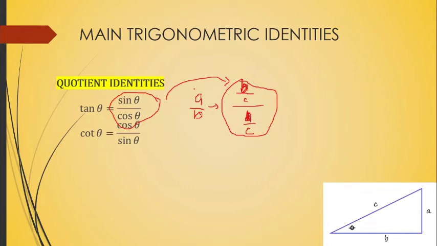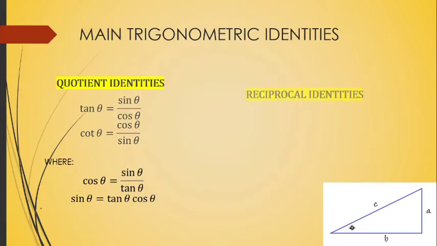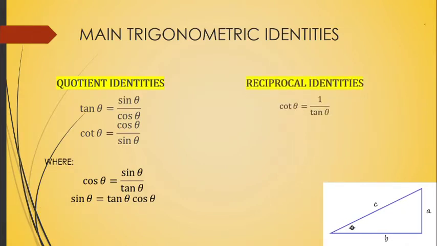This will be useful when you are going to prove one of the identities later. For the reciprocal identities, cotangent is the reciprocal of tangent, which you already know, so I won't explain. Cosecant is the reciprocal of sine, such as 1 over sine. And we have the secant, such as here.